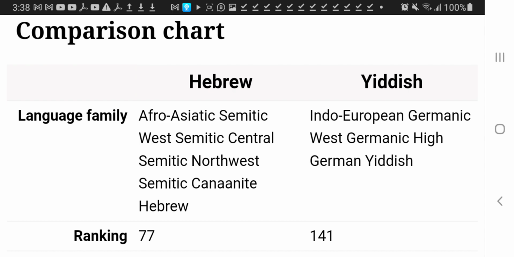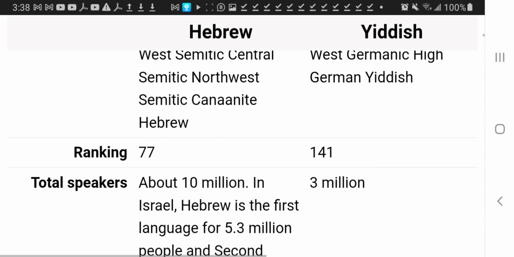But in the Yiddish column, they say Indo-European. So what we have is Indo-European people speaking an Afro-Asiatic language. So we have Indo-European, Germanic, West Germanic, High German, Yiddish. This is what comes down to Yiddish. So Yiddish comes from the roots of the Indo-European, Germanic, West Germanic, High German. But what they do is they use the Hebrew Aleph Bet, or the Hebrew alphabet.